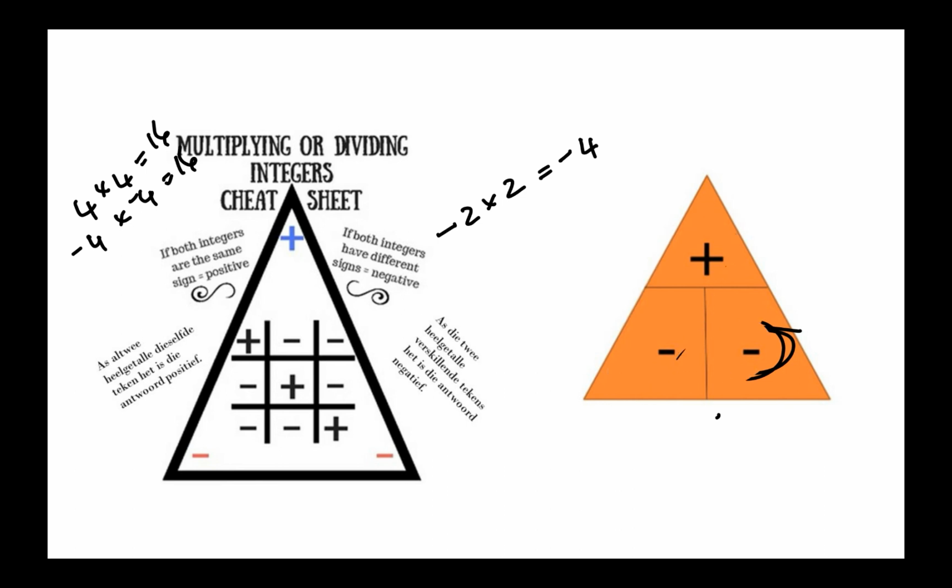You can draw this triangle on your exam papers, and then you've got like a little cheat sheet there for yourselves. But basically, the only rules that you have to remember is if the integers have different signs, that your answer will be negative, and if the integers have the same signs, that your answer will be positive.